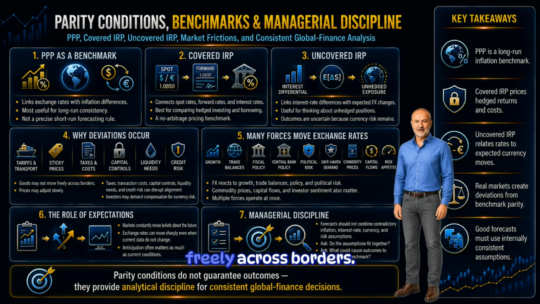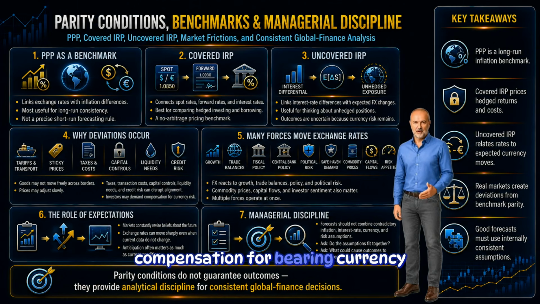Goods may not move freely across borders. Prices may adjust slowly. Taxes, transaction costs, capital controls, liquidity needs, and credit risk can interfere with price alignment. Investors may also require compensation for bearing currency risk.